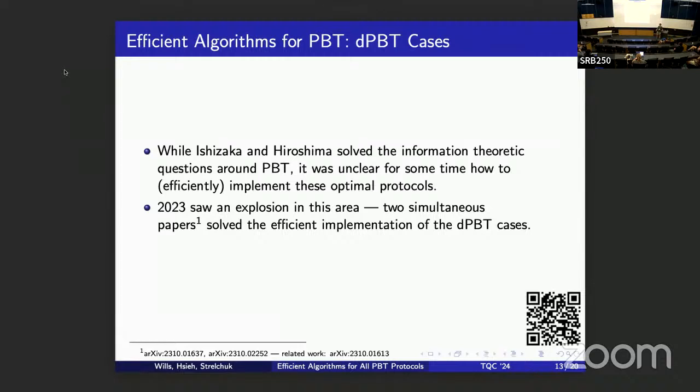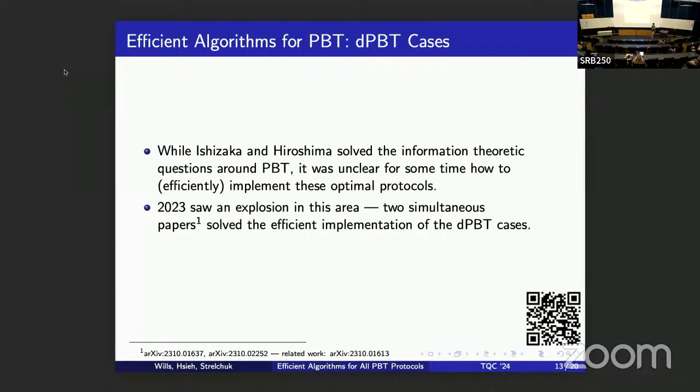2023 saw an explosion in this area. I can't really account for this. Maybe somebody else can. But this was open from 2009 all the way up to 2023. And there were two simultaneous works that solved this for the DPBT cases only. So one from Patrick Hayden's group and one from Maris Ozols and others. There was also a related work posted simultaneously, doing something very similar, but not exactly implementing PBT.